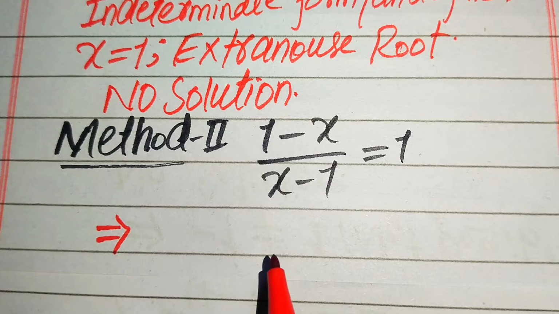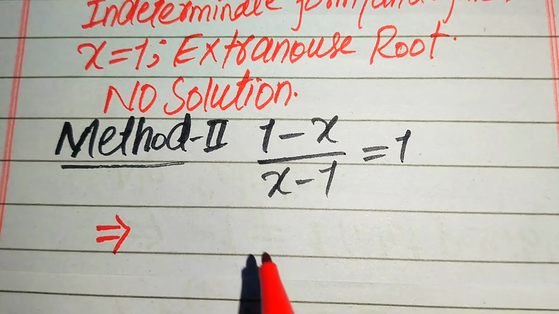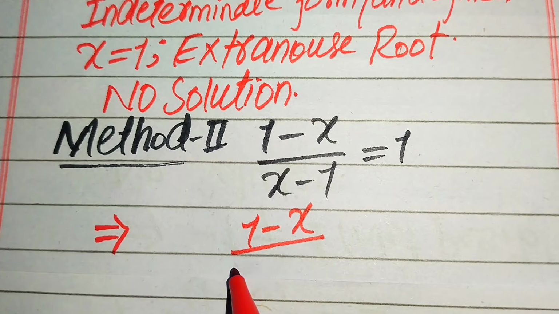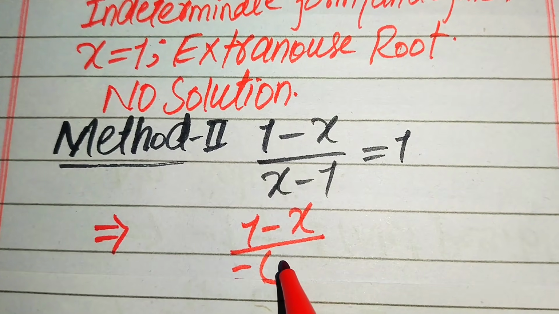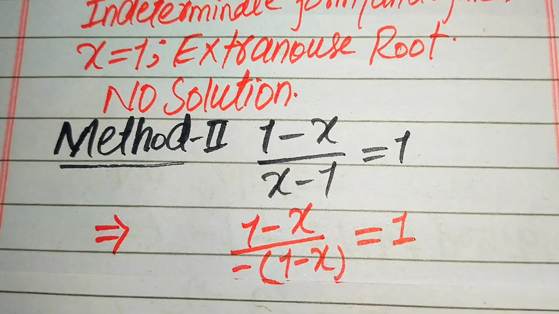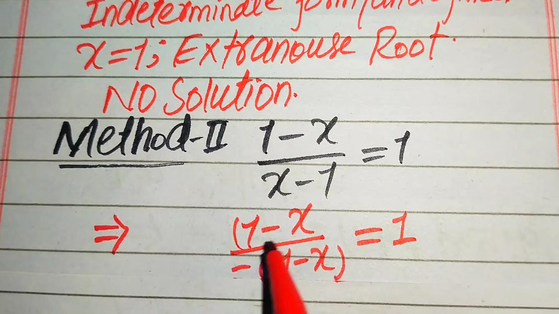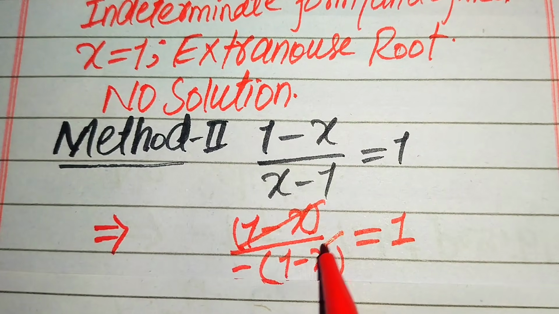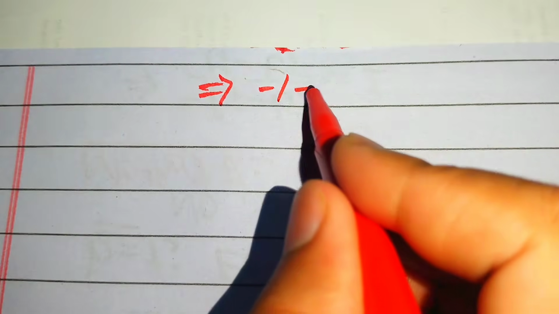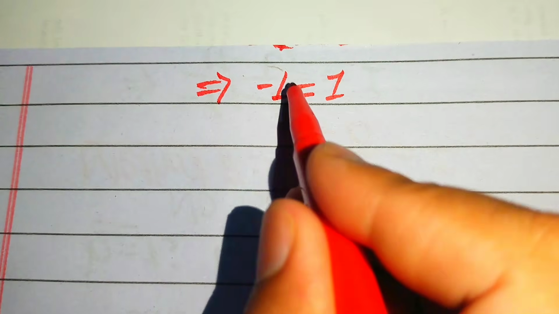So here we need to focus on the denominator side. In the denominator we take a common negative sign from here, and when we take a common negative sign from the denominator, the remaining values are minus times (1 minus x), and this whole expression is equal to 1. And you see here this 1 minus x is cancelled out by this 1 minus x, and we get the remaining values in this form. So this becomes minus 1 is equal to plus 1.